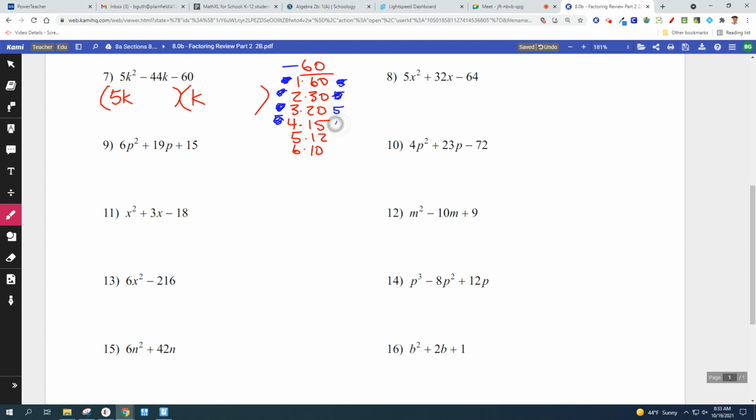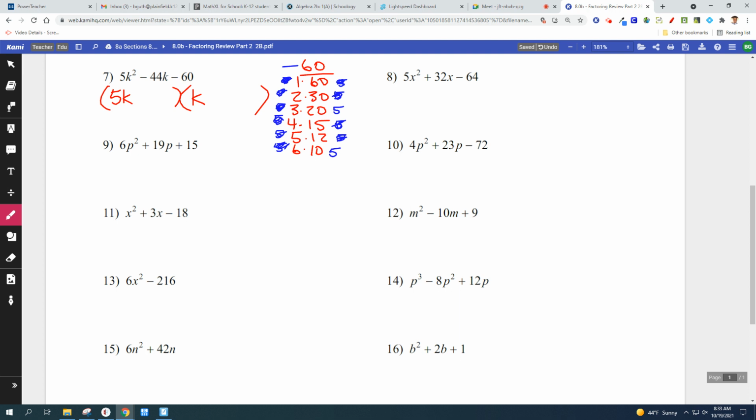No. Times 5, that's 75, 71. No. Times 5, that's 25. It's 12. Nope. Times 5, that's 60 minus 5. No. Times 5 is 30. No. Times 5 is 50. There we go. Finally got it.